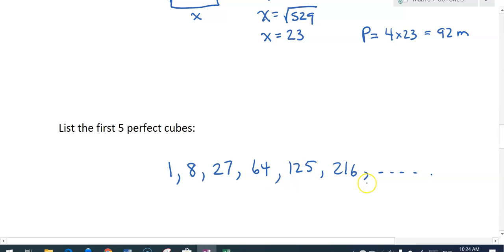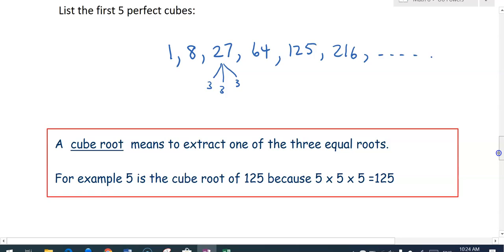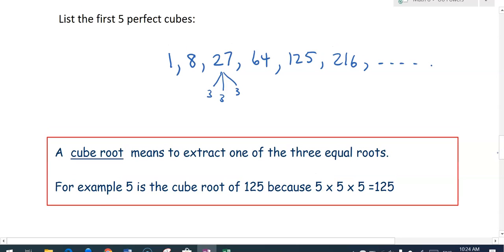So these are all perfect cubes because they are created from 3 identical factors. So when you have 3 identical factors creating a perfect cube, we can now find the cube root of a perfect cube. A cubed root means to take one of 3 identical factors. So since we know 125 is a perfect cube, because it's 5 times 5 times 5, then the cubed root of 125 is 5.